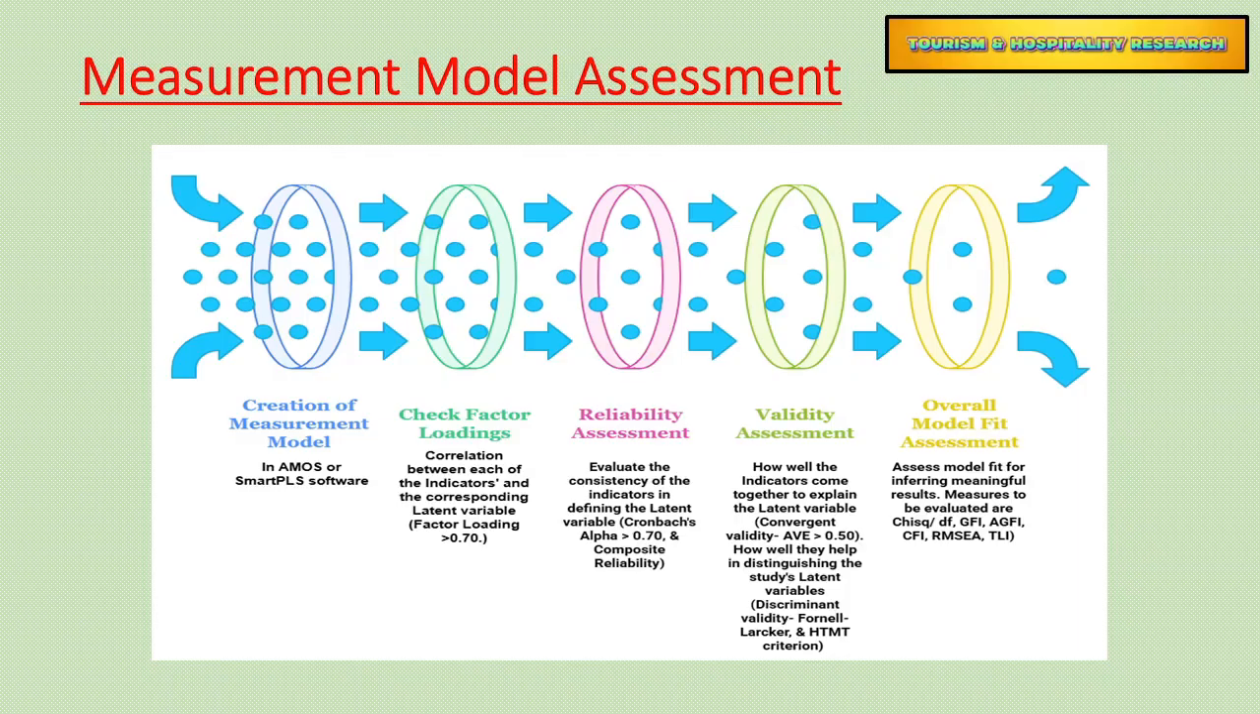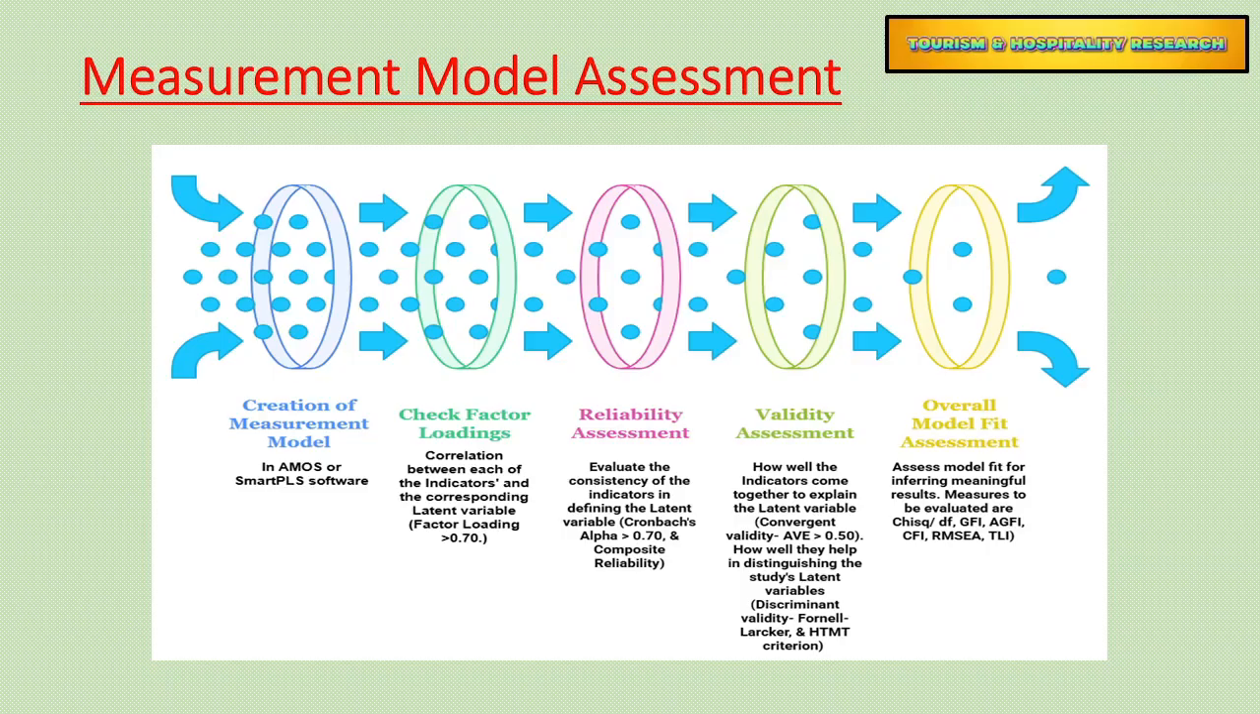The third step is reliability assessment. Here we evaluate the consistency of the indicators in defining the latent variable, measured through Cronbach's alpha, which must be greater than 0.70 for establishing good reliability, and also measured through composite reliability, which also has to be more than 0.70. The fourth step is validity assessment.